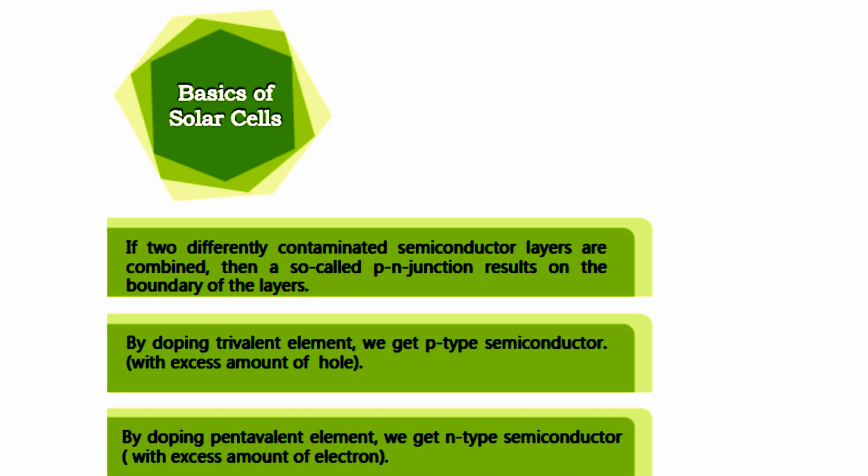If two differently contaminated semiconductor layers are combined, then a so-called p-n junction results on the boundary of the layers. By doping trivalent element, we get a p-type semiconductor with excess amount of holes. By doping pentavalent element, we get n-type semiconductor with excess amount of electrons.